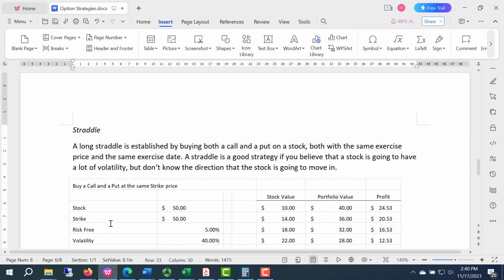And again, you would use this strategy if you thought that there was going to be a lot of volatility in the stock, but you didn't know which direction that stock price might be going.